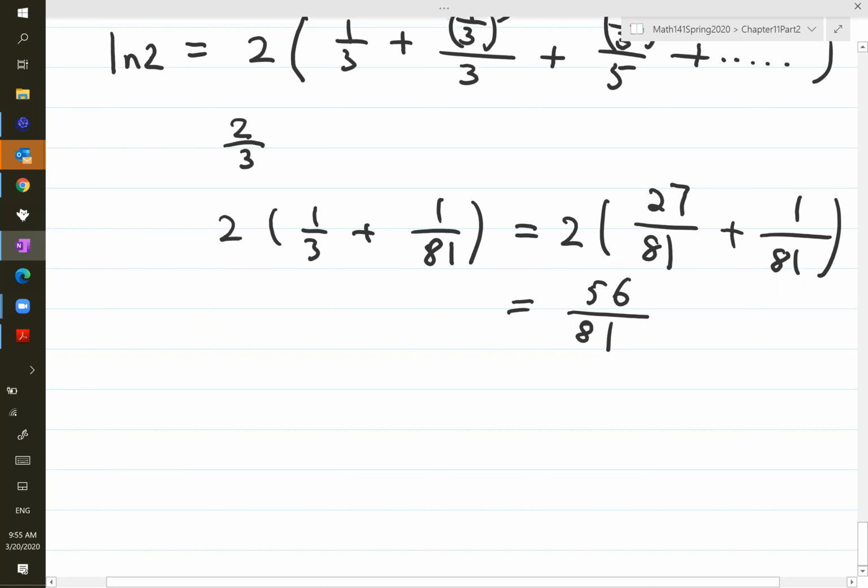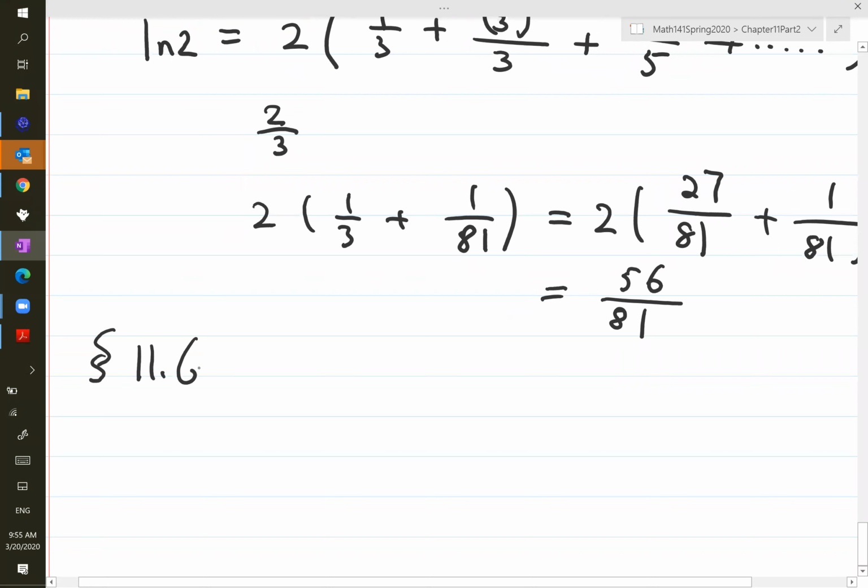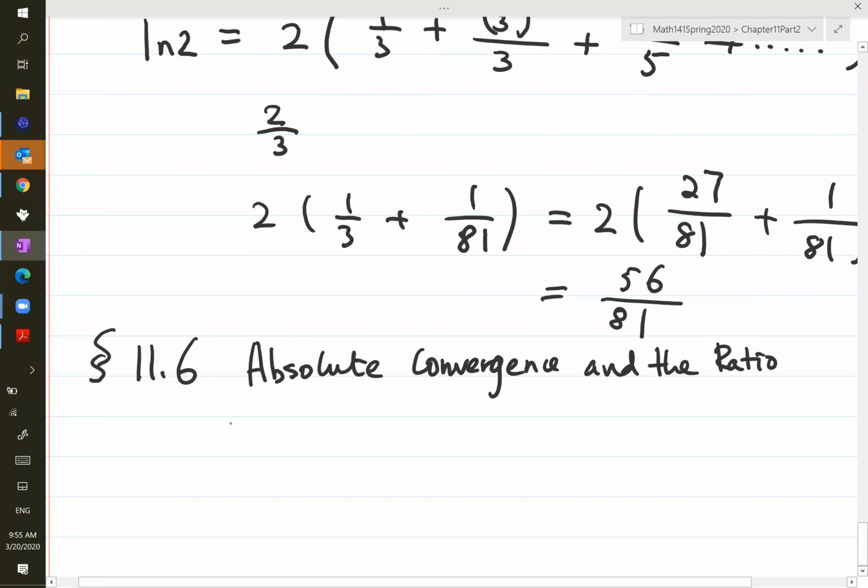Absolute convergence, and the ratio and root test.